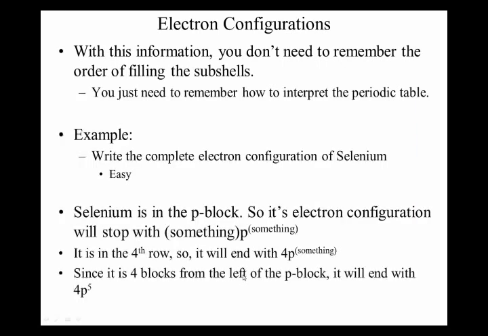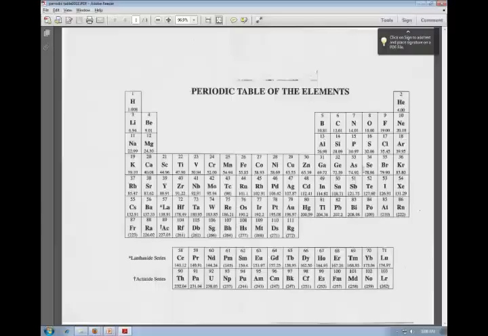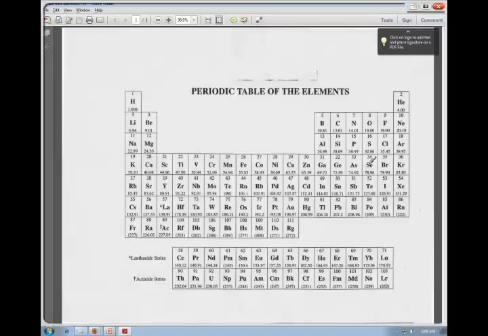Again, just one more example. Selenium. Let's look at selenium, right? Selenium is here. I know its electron configuration is going to end with something, P something, because it's in the P block. It's in the 4th row, and P's shell numbers always match the row number. Remember? S and P, their shell numbers match the period number. D's are behind by 1, so they're period number minus 1. So this is period 4.